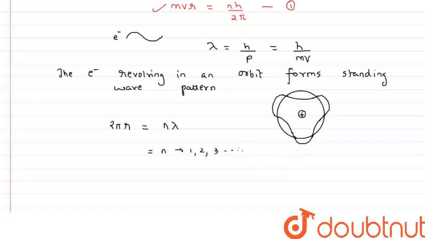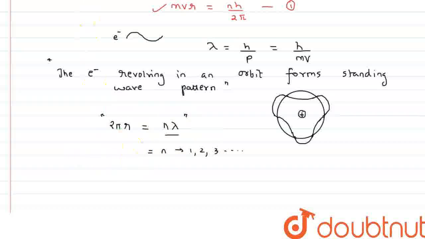So from this argument of de Broglie, we can clearly see that whenever an electron revolves in the orbit, it is associated with some wavelength, and the circumference should be an integral multiple of lambda. It should not be any value other than an integer value. Otherwise there will be destructive interference and no wave pattern will be formed. So this is the necessary condition.